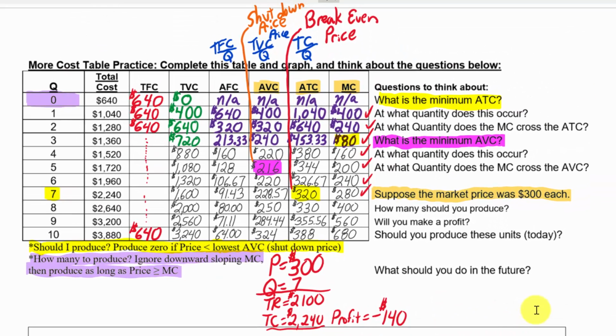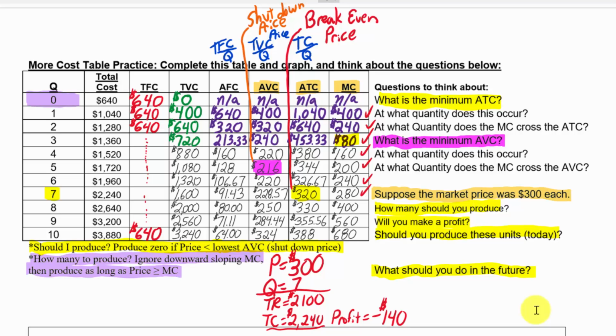just looking at this list of questions here, right? How many should we produce? 7. Will you make a profit? Nope, we're going to lose $140. Should we produce these units today? Absolutely. But what should we do in the future if we don't think anything's going to change? Well, we need to start making plans to exit this industry.